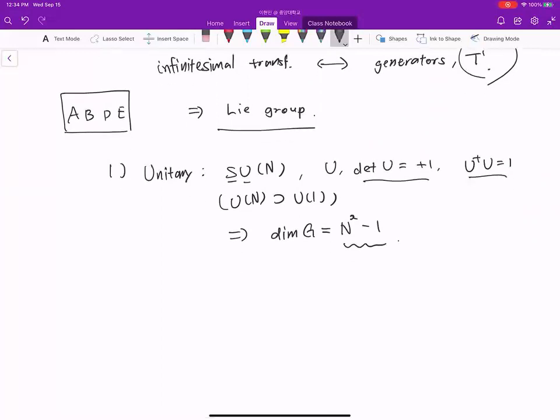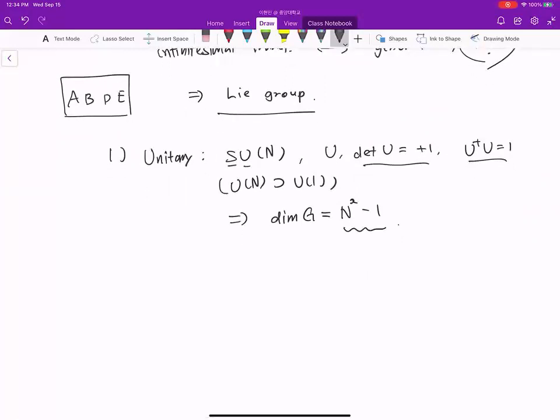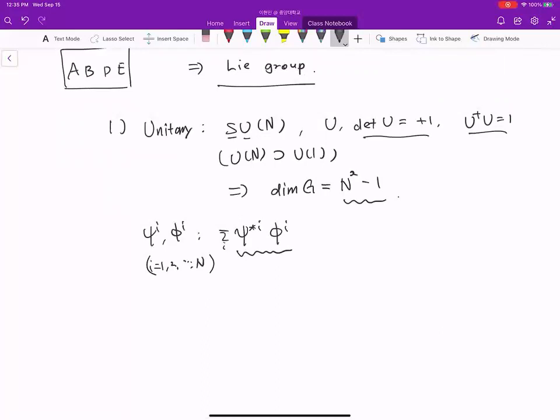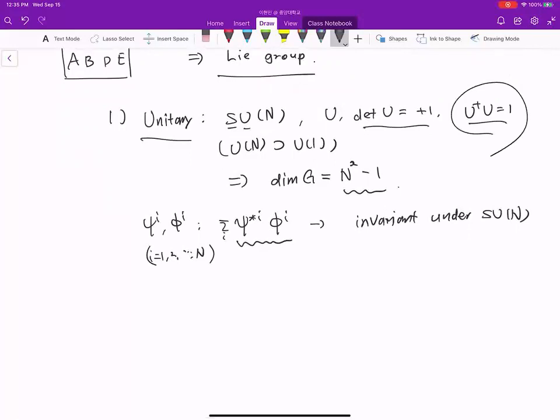So that is the unitary transformation. Then what is the definition of the unitary transformation? You can think of certain objects, psi_i and phi_i, where i runs from 1 to n. Take the conjugate of one of them and take the product, the sum. This sum is invariant under SU(N). There is a unitary group with the condition U†U equal to identity. This unitary transformation leaves this combination invariant.